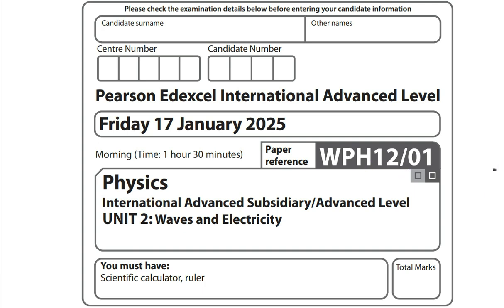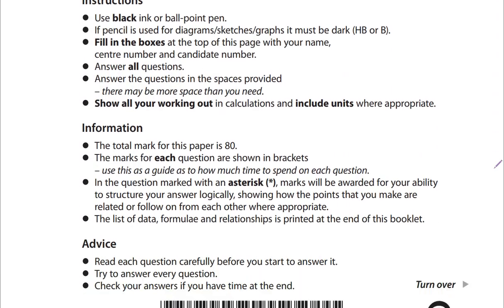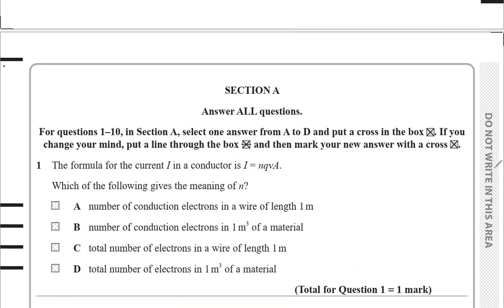The first question says, the formula for the current I in a conductor is I equals NQVA. Which of the following gives the meaning of N? As you already know, N is the charge carrier density. When you are asked to find the density, it's always per unit volume or per unit area. So in this context, it is the number of conduction electrons per unit volume, and per unit volume means in 1 meter cube of the material. So the answer should be B.